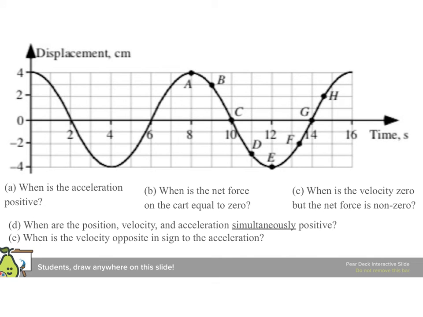When is the acceleration positive? Well, remember that the acceleration is minus omega squared times x. So when x is positive, a is negative, and vice versa. So when is the acceleration positive? It's positive when the position is negative. So here to here and here to here. That's answer A.